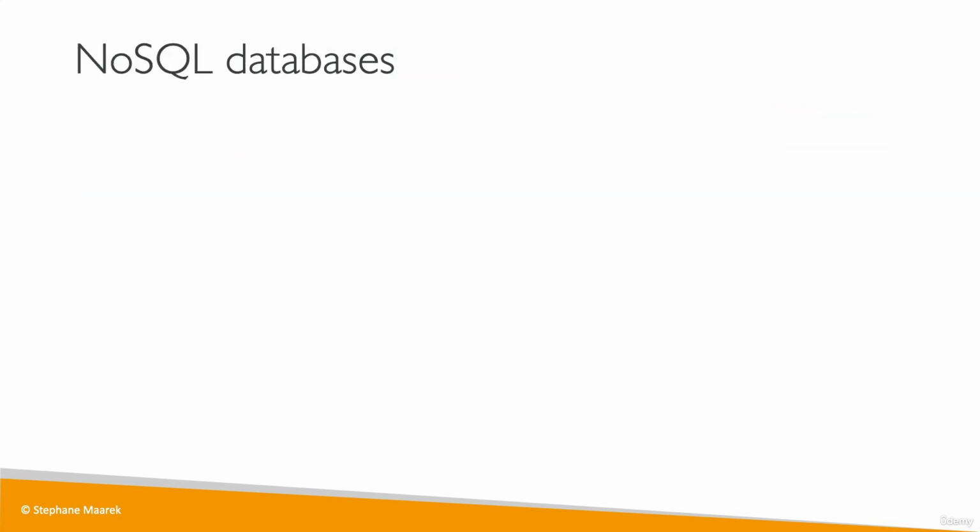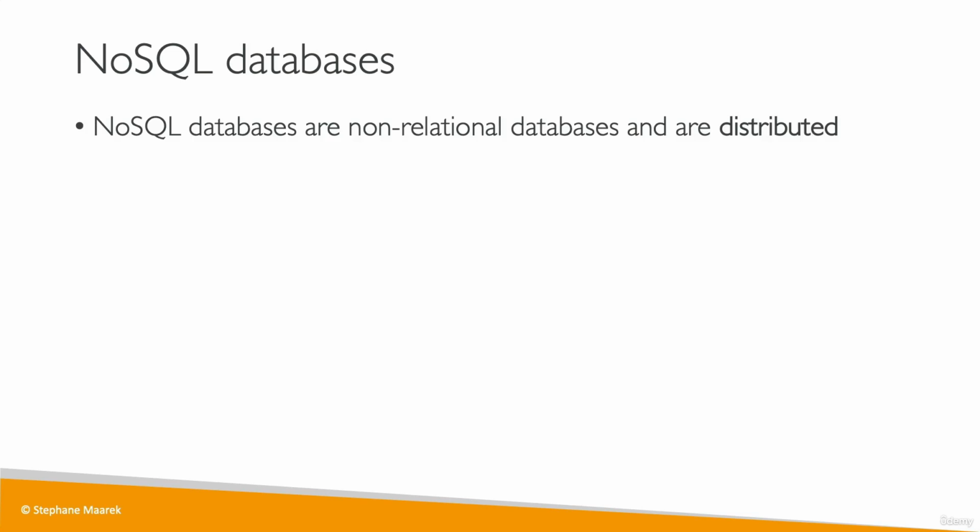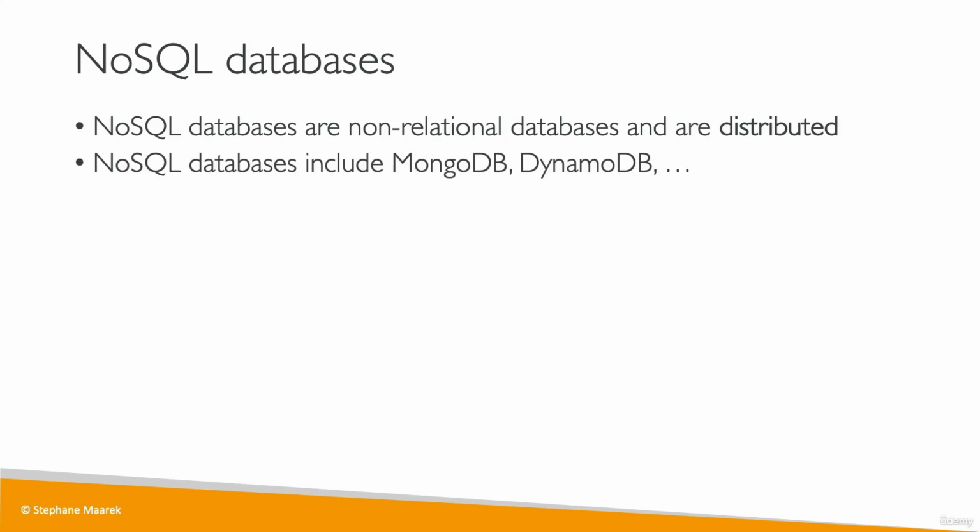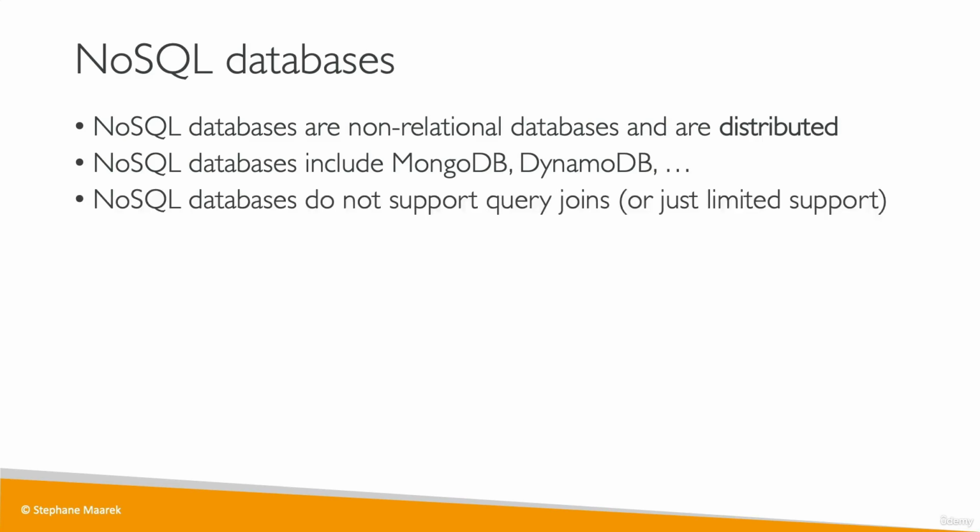So introducing to you NoSQL databases, which means not only SQL or non-SQL databases, depending on the definition. The idea is that they're non-relational databases and they're going to be distributed, which gives us some horizontal scalability. Some very famous technologies that have NoSQL databases are MongoDB and, of course, DynamoDB. Now, these databases do not support query joins or have very limited support. And so for simplicity, I just assume that they don't have query joins.